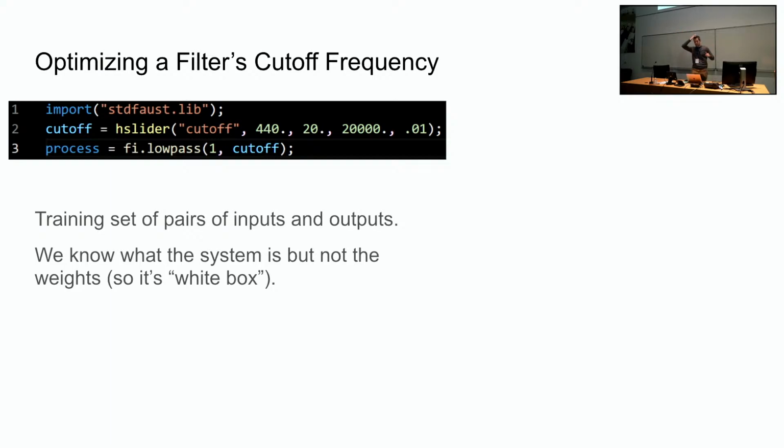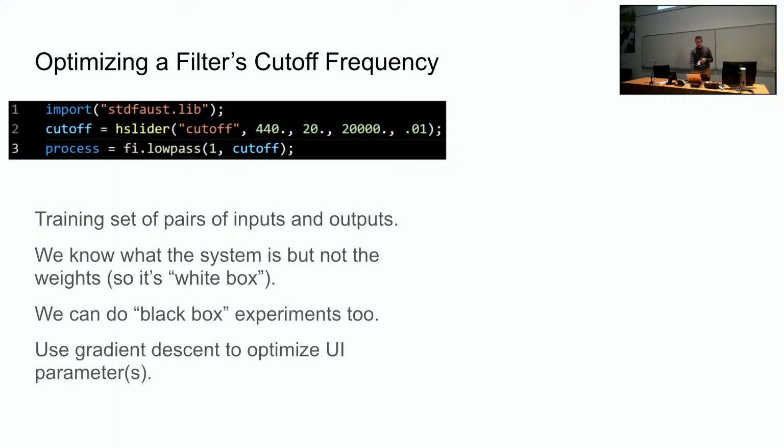So our training set is pairs of inputs and outputs. The inputs are going to be white noise, just full spectrum white noise, and it's going to go to this system, which is a low pass filter, and so then the paired output example is going to be that same noise with a low pass. And our goal is to use gradient estimation to take these pairs of inputs and outputs in order to figure out what the optimal cutoff parameter is.